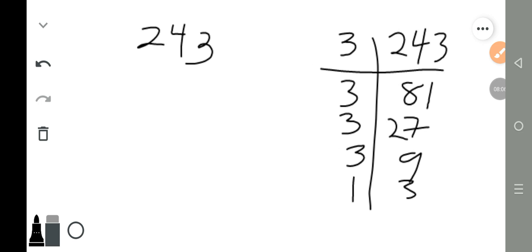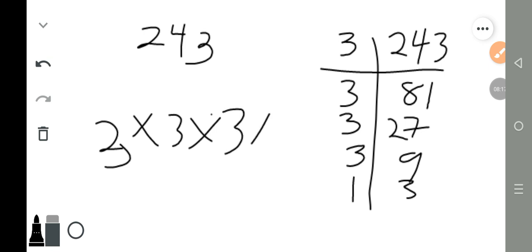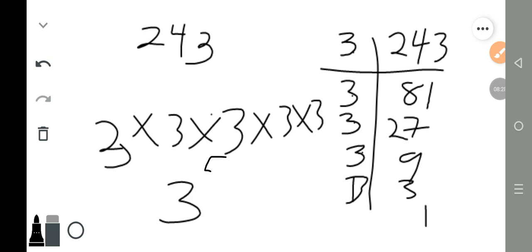There you have it. So the prime factors of 243 are 3 times 3 times 3 times 3 times 3. So that's 3 raised to the power 5 in essence. If you want to write it exponentially, 3 raised to the power 5. And that is that for prime factorization.